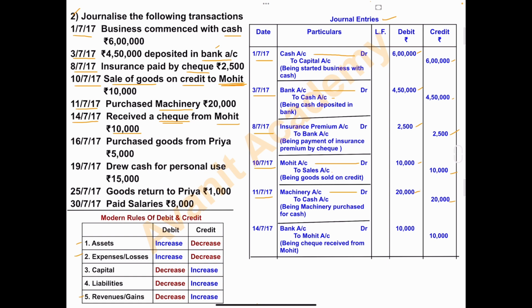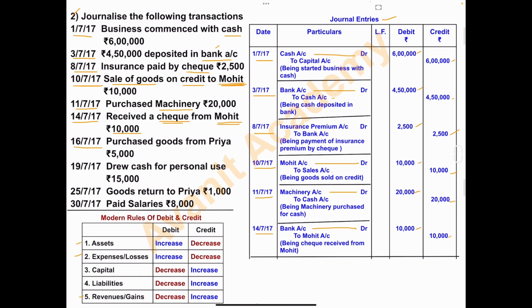So here bank account is to be debited 14th July. Entry will be bank account debtor to Mohit account. Amount is 10,000. Okay, full payment he has made. We have sold goods worth rupees 10,000 and on 14 July he made the full payment. Clear this transaction? Bank account debtor to Mohit account. And the narration is being check received from Mohit.